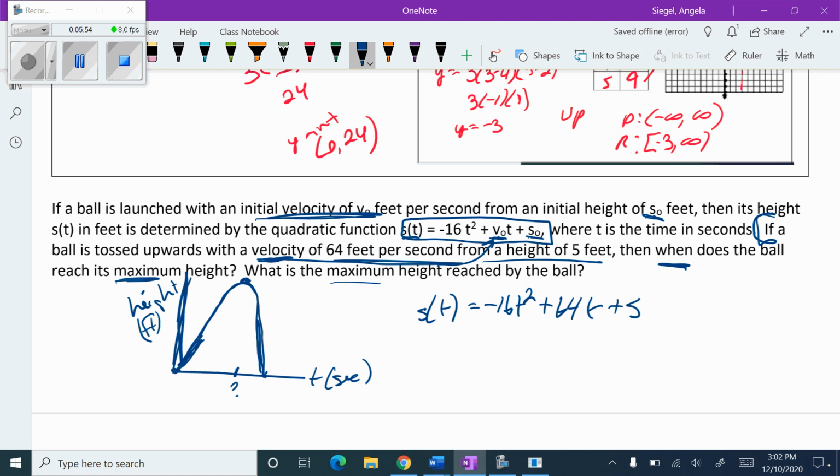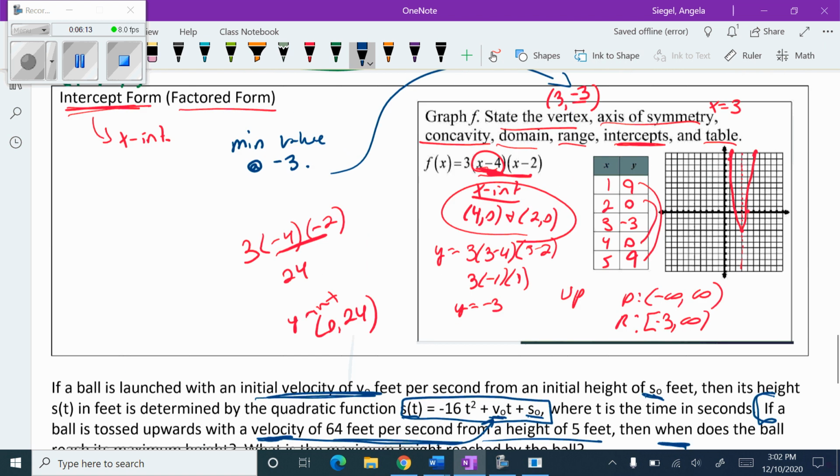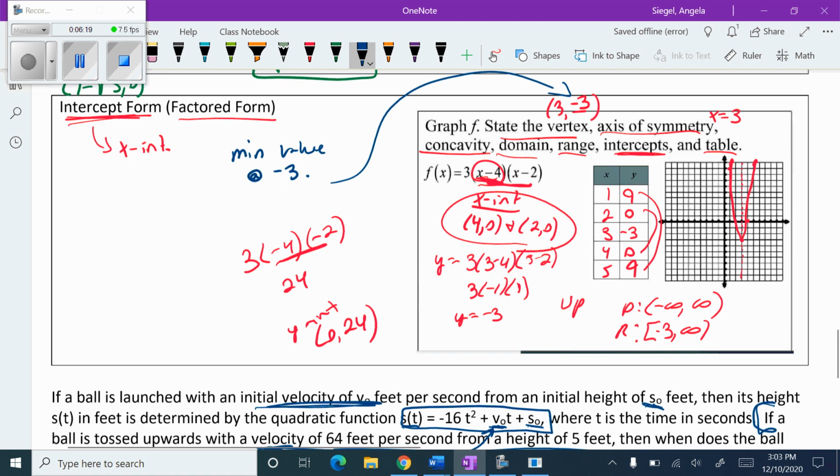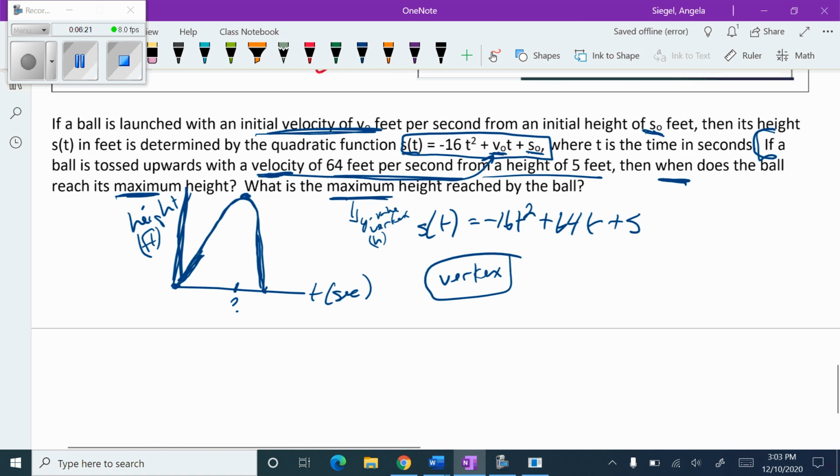What is the maximum height? This is going to be the y value of your vertex, or h in our problem. So really, we need to find the vertex and then apply it to answer the questions. You know how to find the vertex. This is in standard form, so we're going to use the axis of symmetry formula and start there to find the vertex. So go ahead and do that.